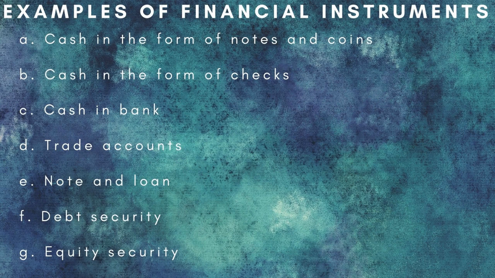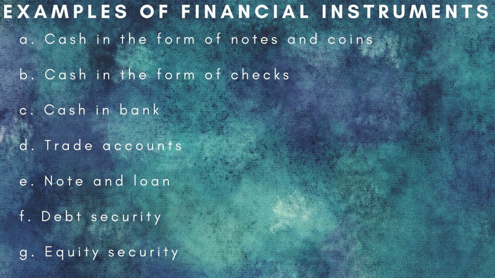And the next one is trade accounts. This is a financial asset of the seller, katulad nung example kanina, no? And the financial liability dun naman sa customer or buyer. Note and loan, this is a financial asset of the lender or creditor as note receivable, and a financial liability of the borrower or debtor as note payable or loan payable.